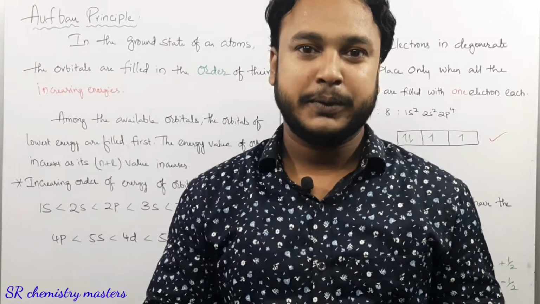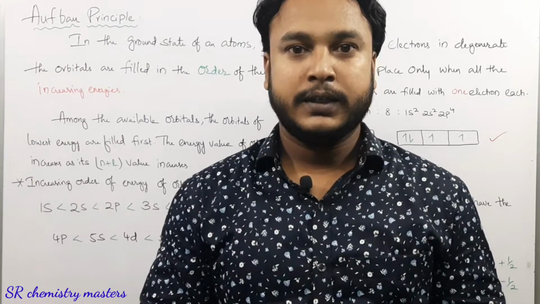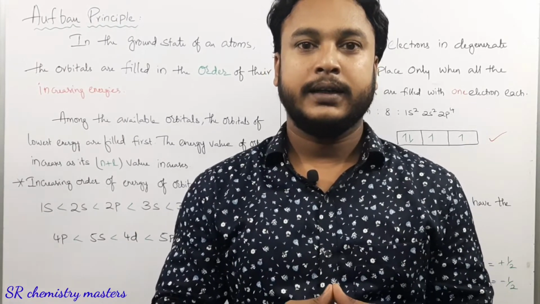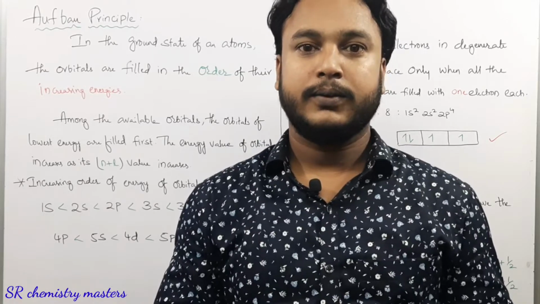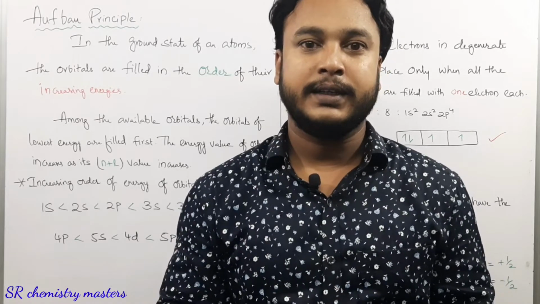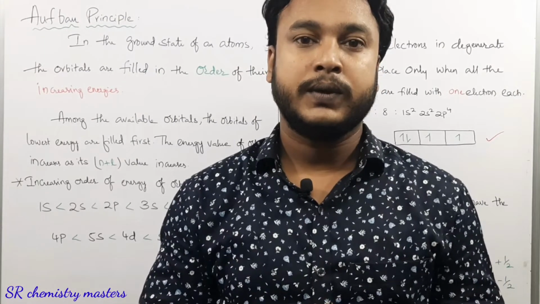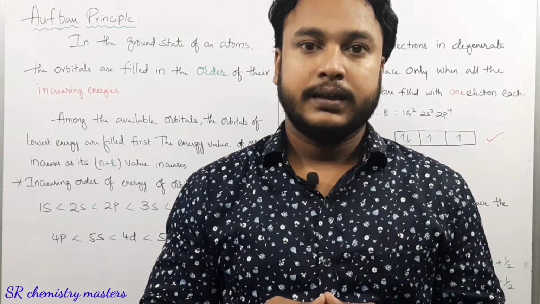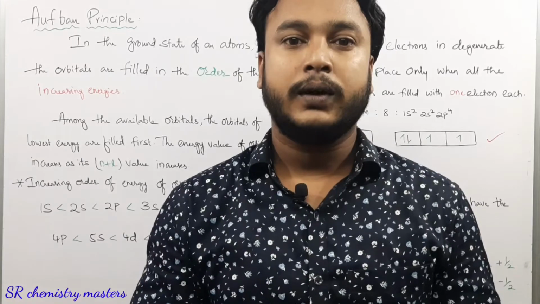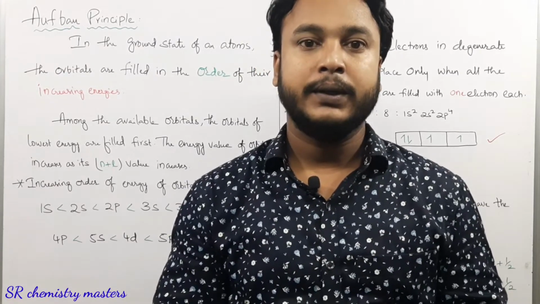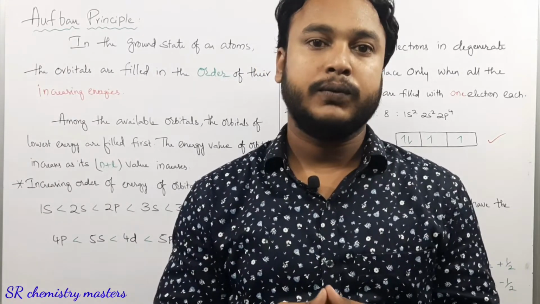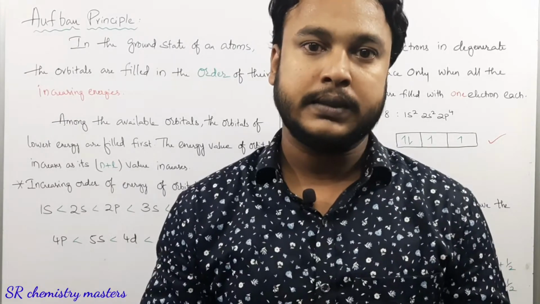Let us take an example. Suppose you are willing to take a house on rent. What will you do first? You will see the rent. If the rent is lower, you will select that house for renting. In the same way, the electrons will occupy those orbitals which have lower energy first, then they will go for the higher energy orbitals.